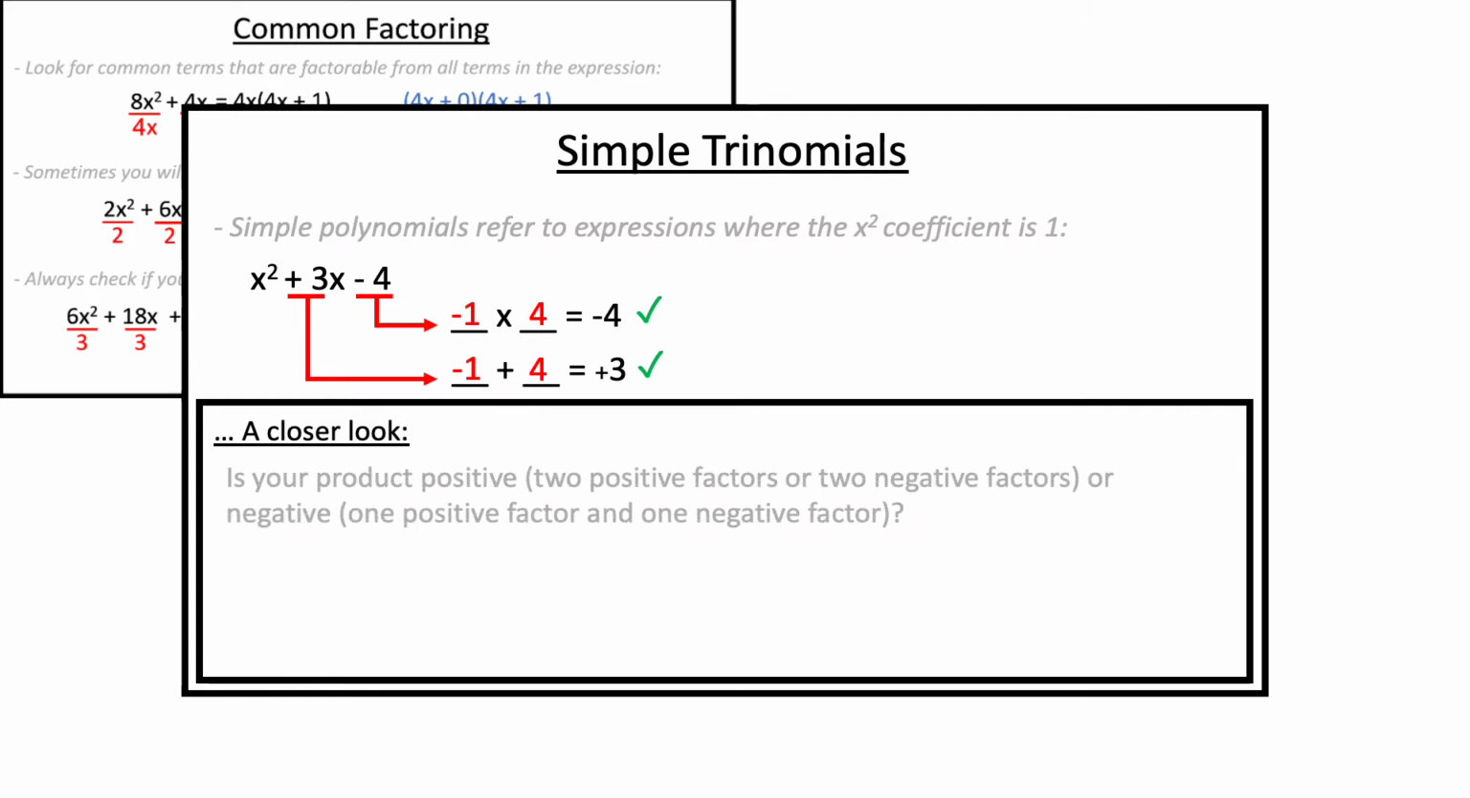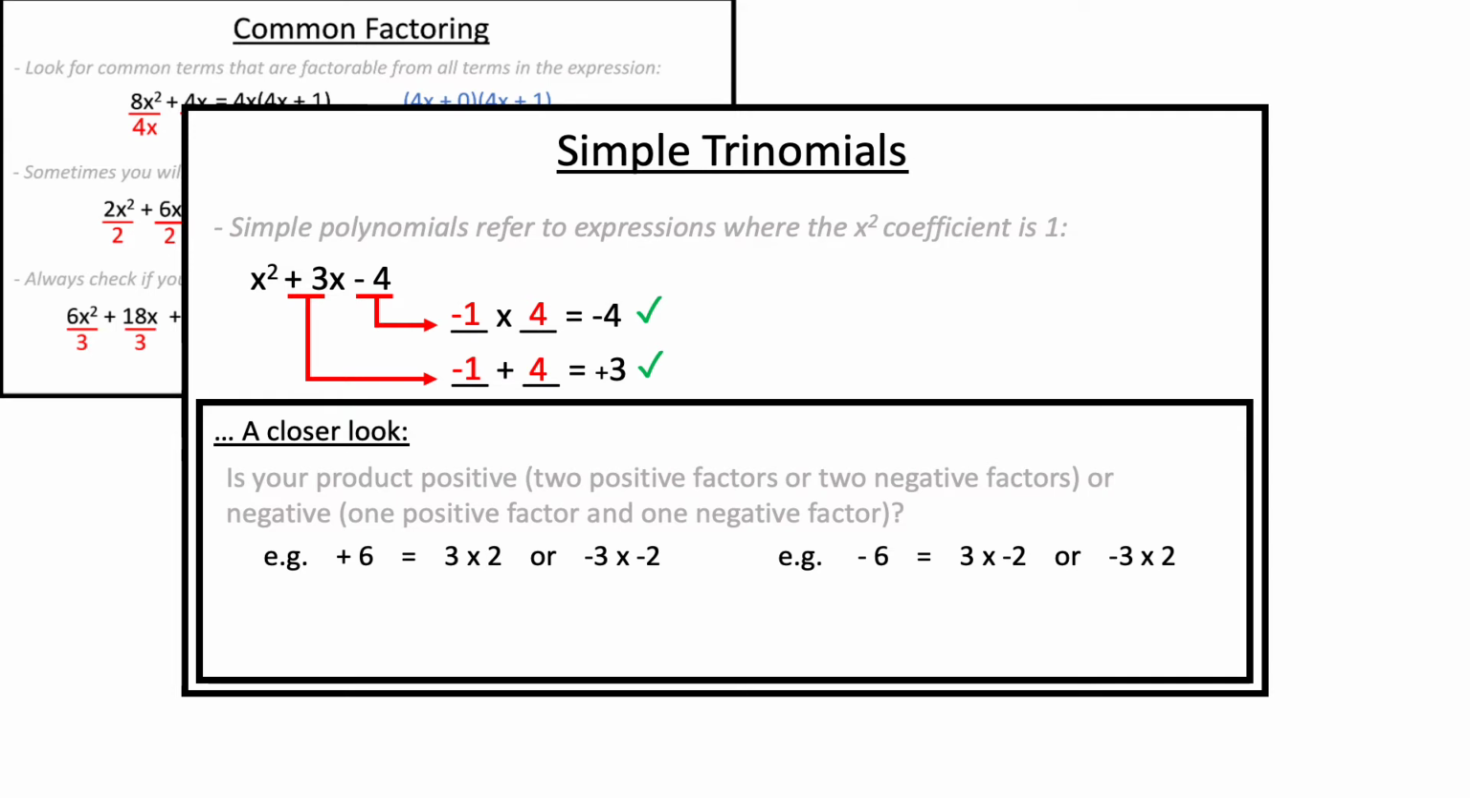The first thing you want to do is determine if your product, so the numbers that will give you your c term, if that c term is negative or positive. If it's positive, you know both numbers will need to be negative or positive. And if it's negative, you'll know that one number needs to be positive, whereas one number needs to be negative. And this can kind of help hone you in on what numbers you might be looking for.